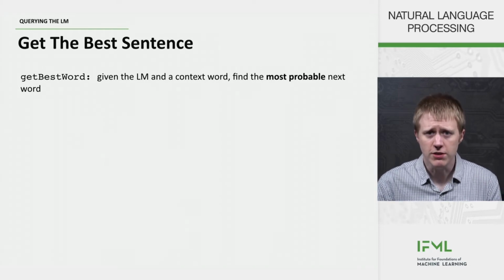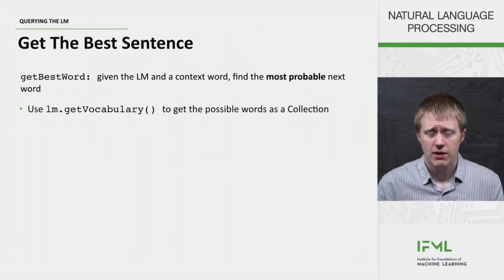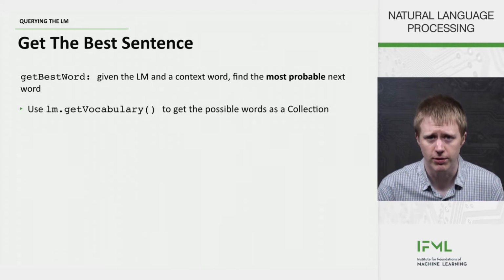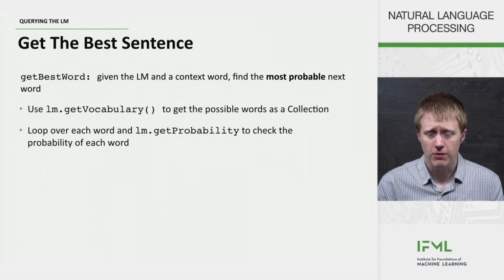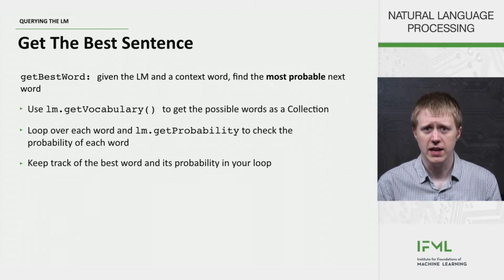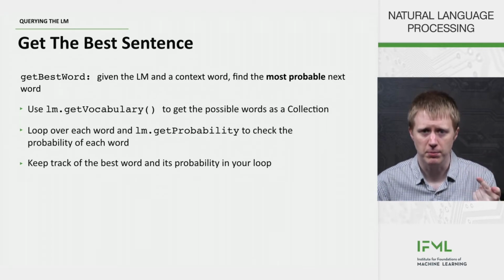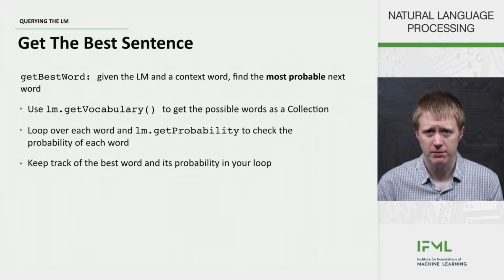So you can either use queryLM or you can do this yourself. The useful helper methods are lm.getVocabulary, which gets all the possible words as a collection of strings that you can iterate over. Then you can loop over those and use lm.getProbability to check the probability of each word. You want to keep track of the best word and its probability, so you'll need to define some local variables to do that.